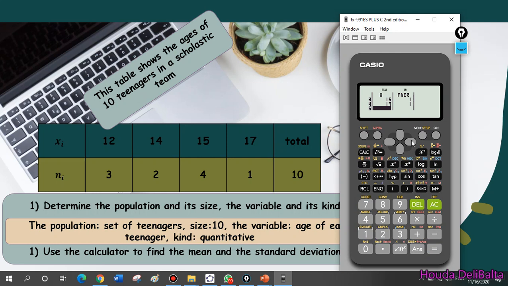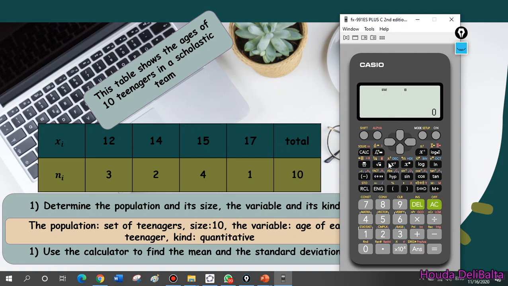Then we move by the arrow to this side and we move upwards to reach 12, the first value. That's corresponding to the frequency, which is a 3. So we press 3, then equal, then 2, then equal, then 4, equal, and finally 1, that's corresponding to 17, equal. Now, by this step, we just introduced the values into the calculator.